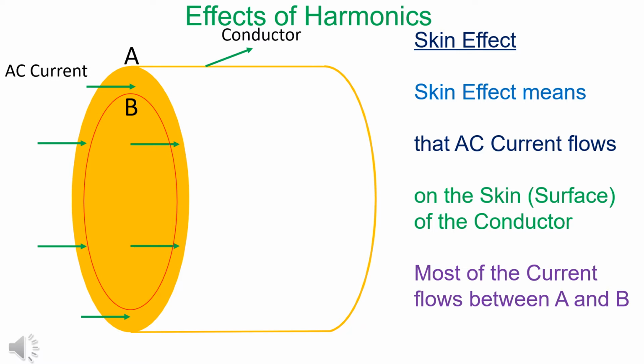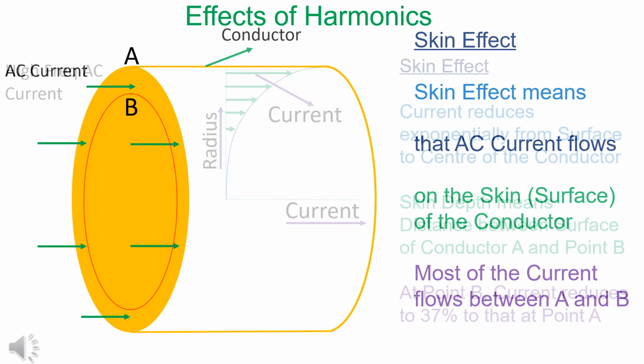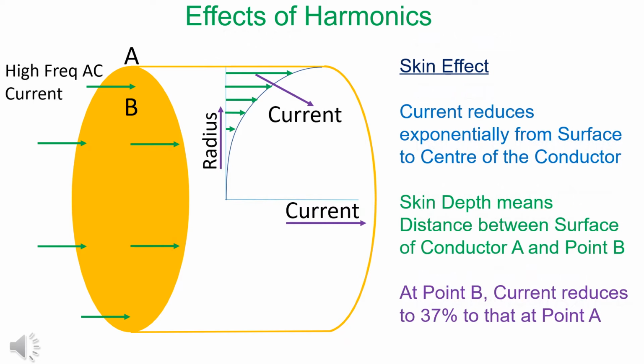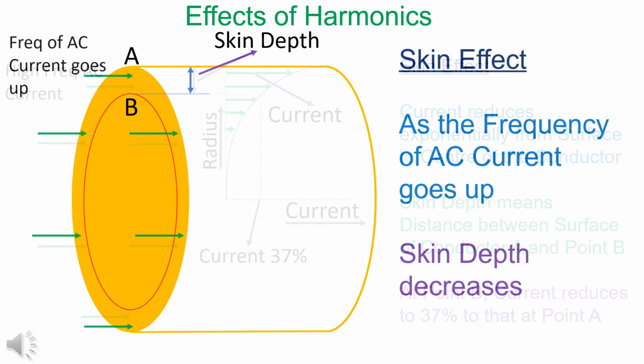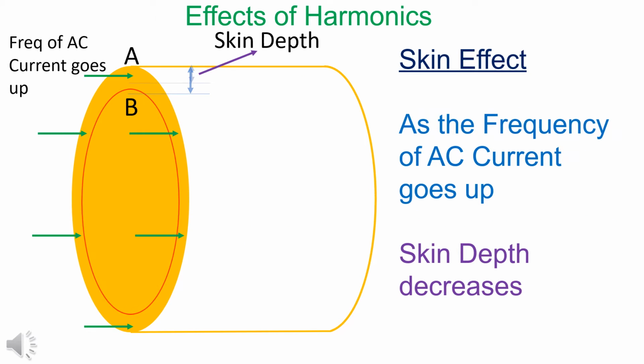There are various effects of the harmonics. These create skin effect. Skin effect means that in the case of AC current, more current flows on the surface, that is skin of the conductor. The current reduces drastically when we move from the surface to the center. Skin depth means the distance from the surface where current reduces to 37%. As the frequency increases, skin depth decreases.